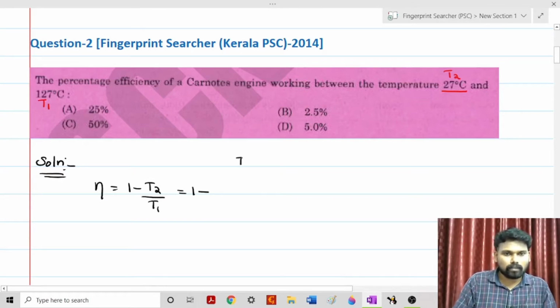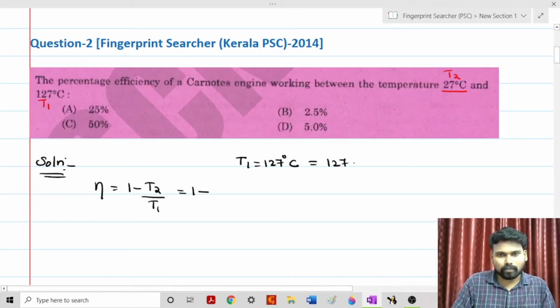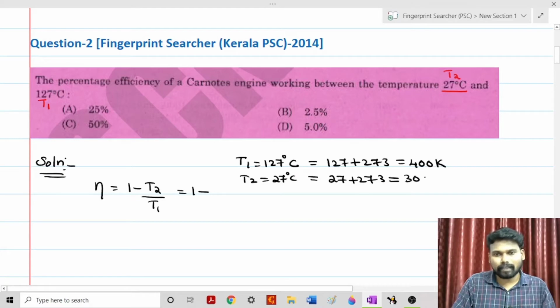What is T1? T1 is 127 degrees Celsius, the source temperature. When we convert it into Kelvin, 127 plus 273, which is equal to 400 Kelvin, right? And what is T2? T2 is 27 degrees Celsius. I am converting it into Kelvin. So 27 plus 273, which is equal to 300 Kelvin. So what will be the efficiency? 1 minus T2 by T1. T2 is 300 divided by T1 is 400.